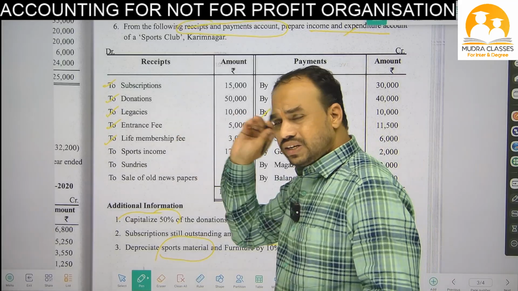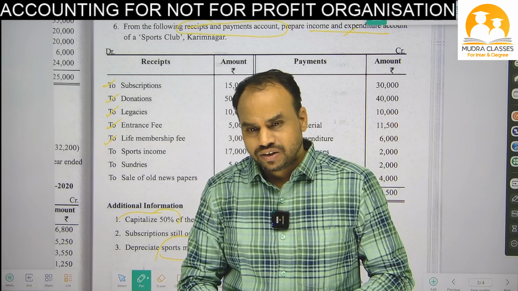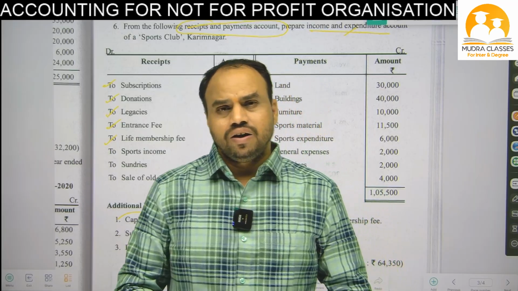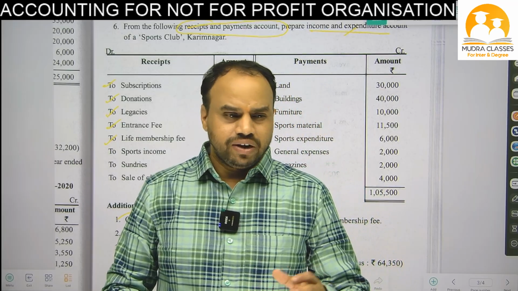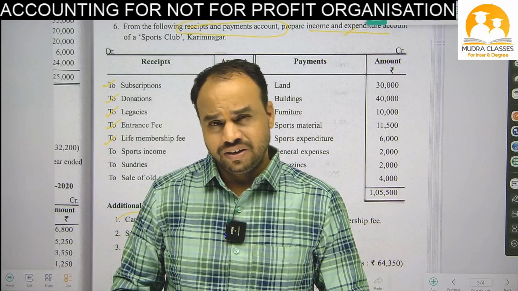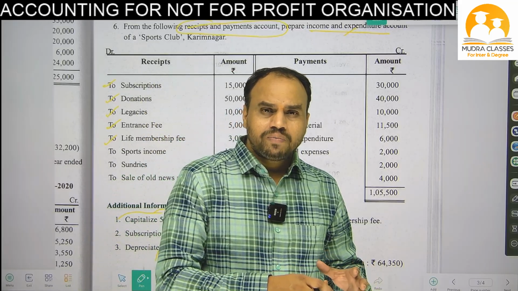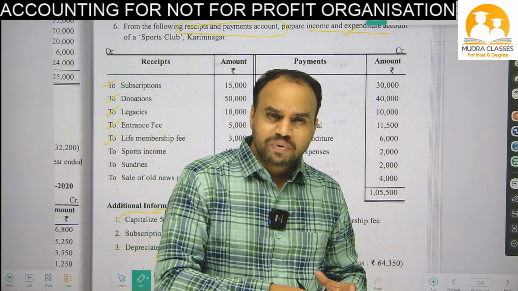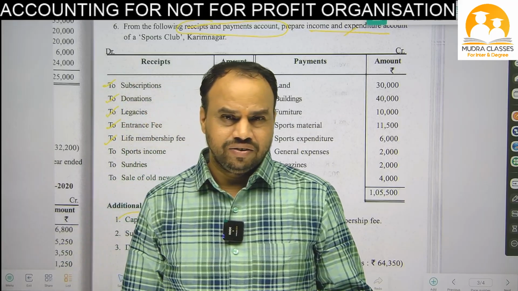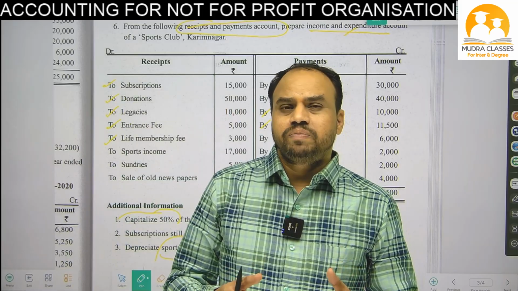So legacies, what is the meaning of legacies? One person donating his total assets as per his will, that is called legacies. For example, I will tell you, one child is not listening to the father, whatever the father says. So what will the father do? The entire properties that the father is having, he writes to some organization. Okay, so that is called legacies, beta. That means the will of a person.